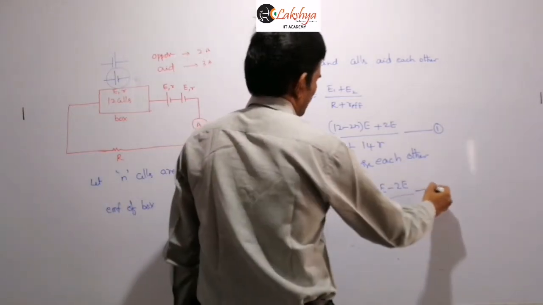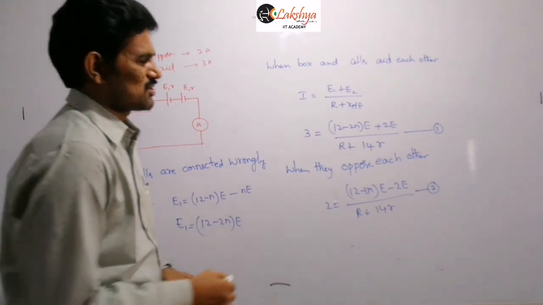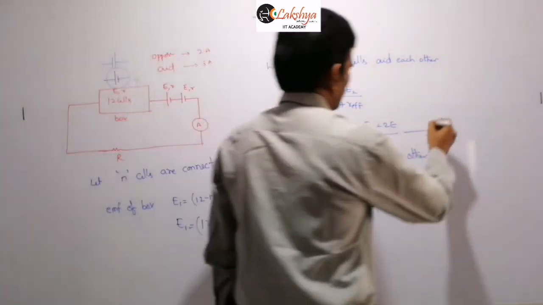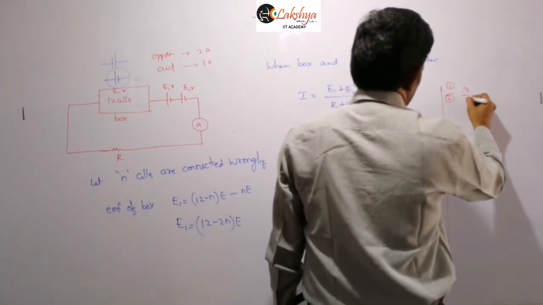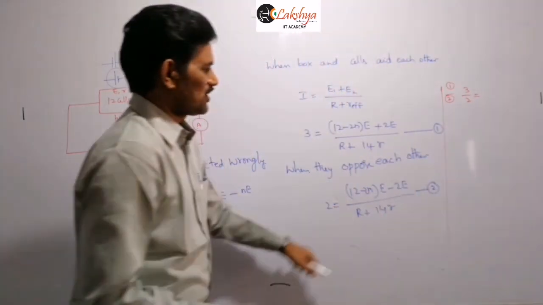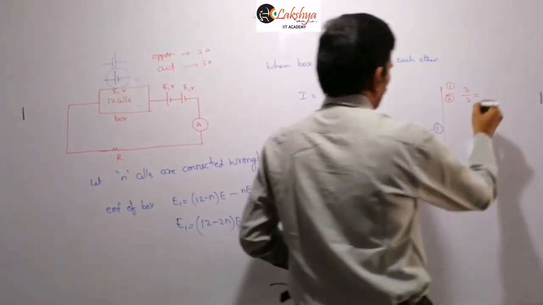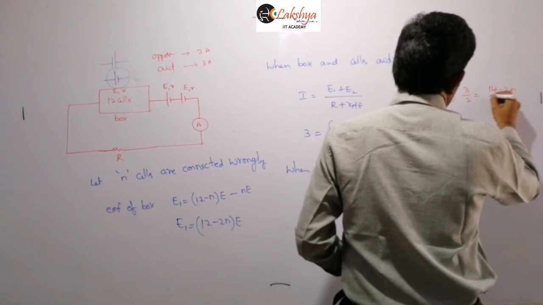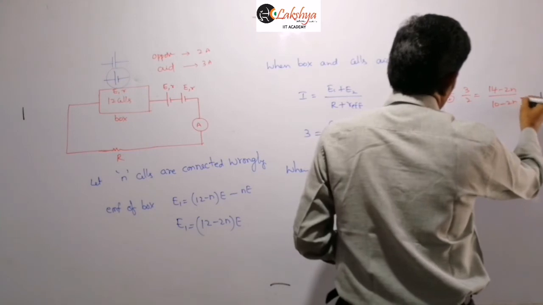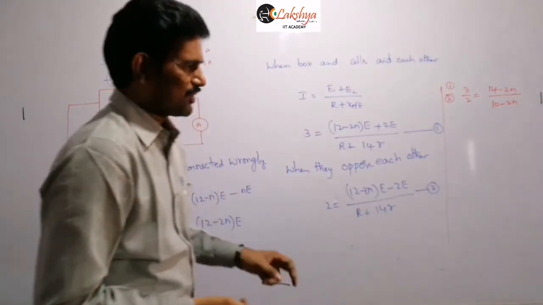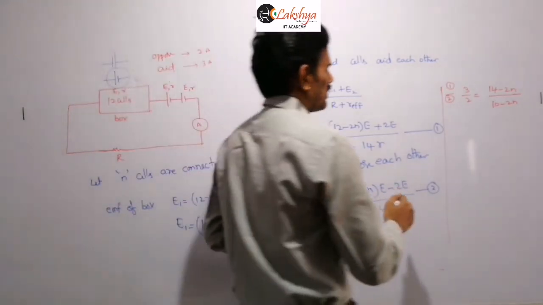And then simply let us take the ratio of these two equations, equation 1 by equation 2. Then you can simplify that. So equation 1 by equation 2 is 3 by 2. The denominator will be cancelled because the denominator is the same. So here I am writing 14 minus 2n by 10 minus 2n, right? The capital E also you can cancel in this ratio, and then you can cross multiply and simplify this.